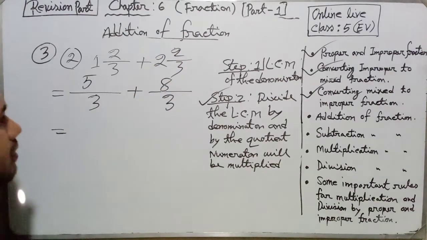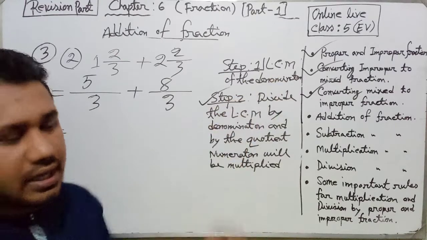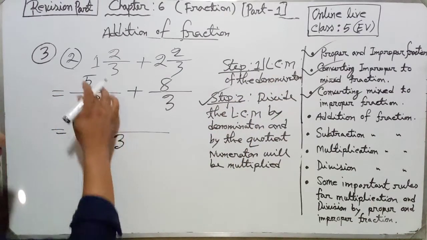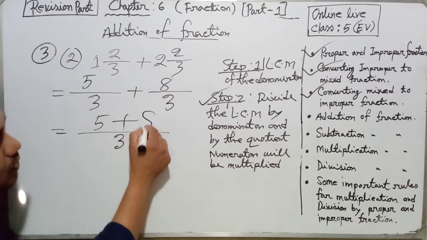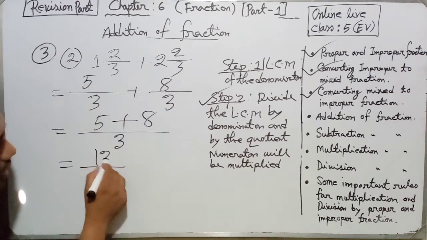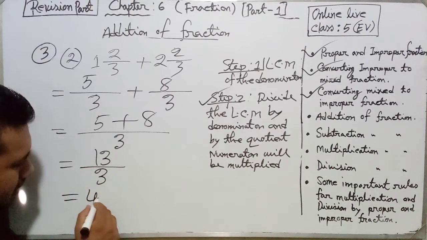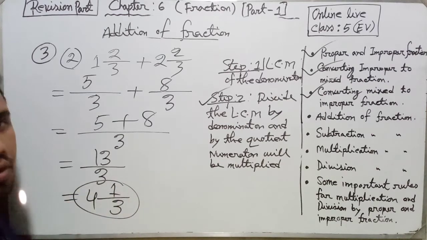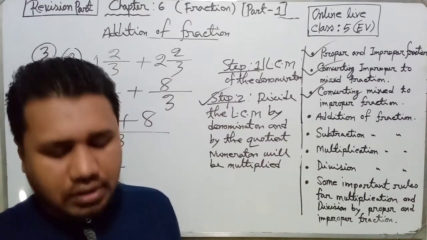Now, dear students, it's similar to the previous math. So, step 1, take the LCM. 3 and 3, their LCM is 3. Now, we can write 5 times 1 the 5 plus 8 times 1 the 8. Now, this is 13 by 3. Now, if we divide, the quotient will be 4, the remainder will be 1 and the divisor 3. So, answer 4 whole 1 by 3. It is a 100% similar process for subtraction.